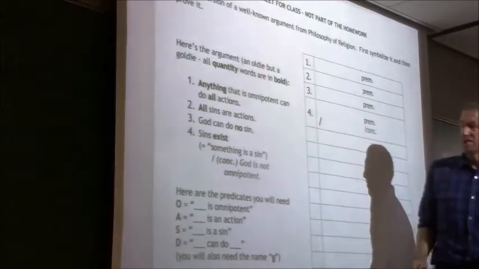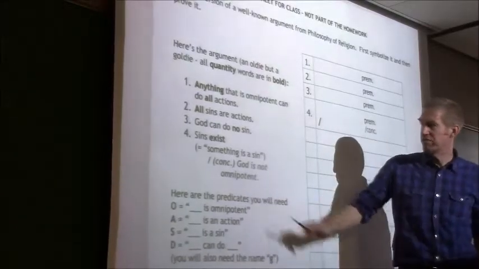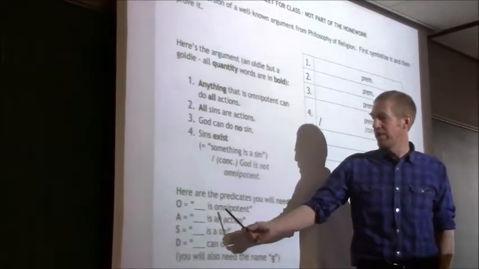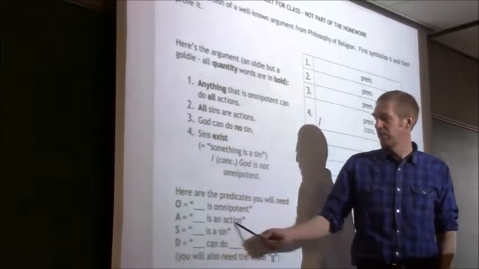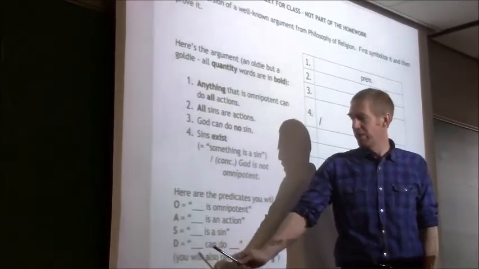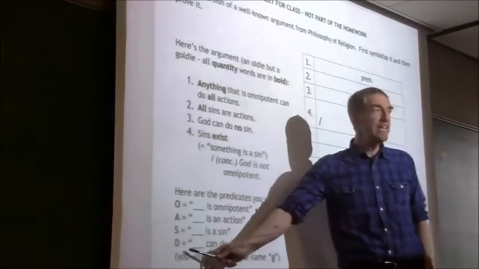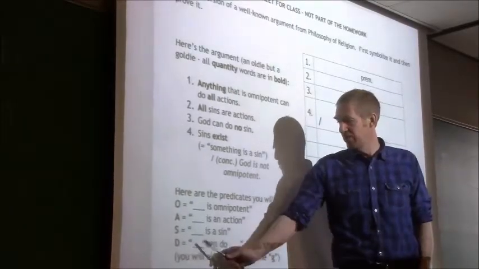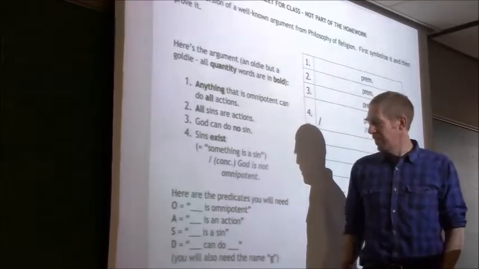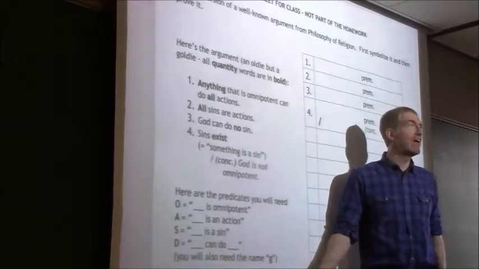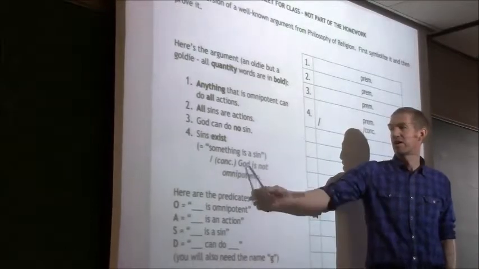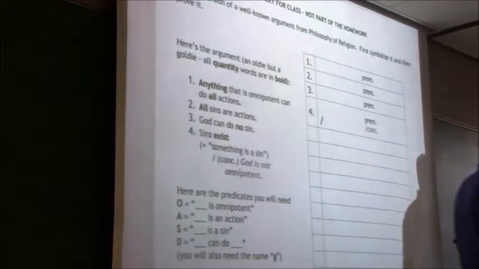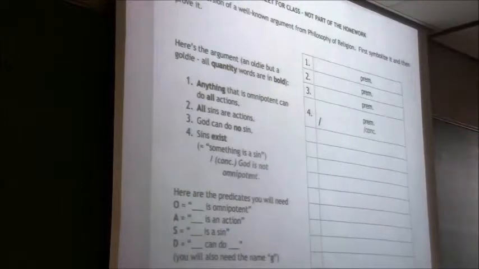First, try and symbolize it. I've given you the predicates. O is a one-place predicate, meaning blank is omnipotent. A is a one-place predicate, meaning blank is an action. S is a one-place predicate, meaning blank is a sin. D is a two-place predicate, meaning blank can do blank. You also need the name G. What will the name G refer to? God, because God is mentioned in the conclusion. So see if you can symbolize those, first of all.